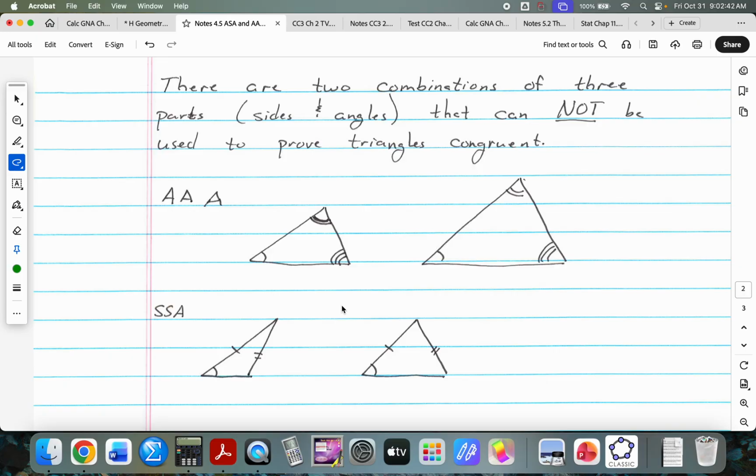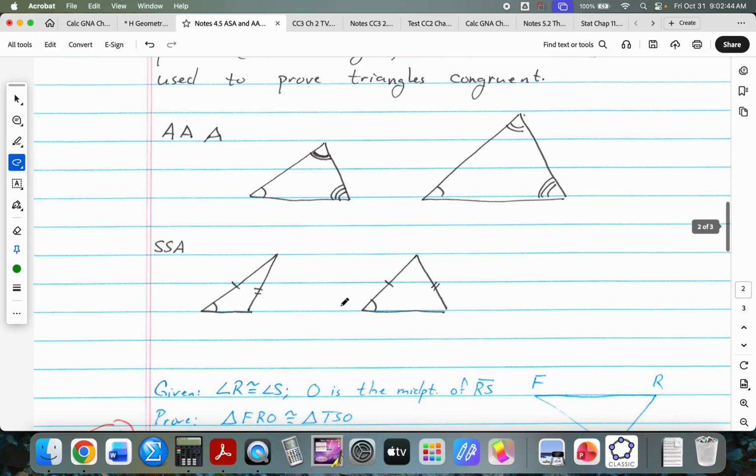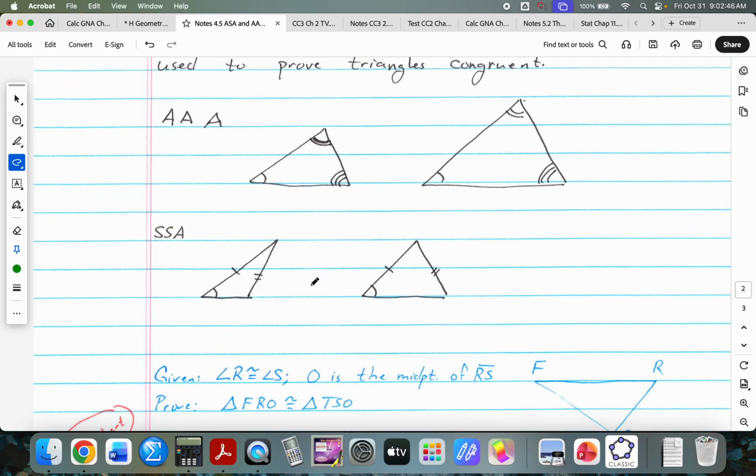The other one is side-side-angle. We don't use that because if I keep the angle and these two sides, I can make two completely different triangles out of those. So side-side-angle cannot be used to prove triangles congruent.